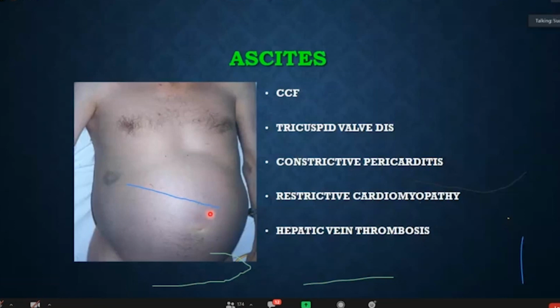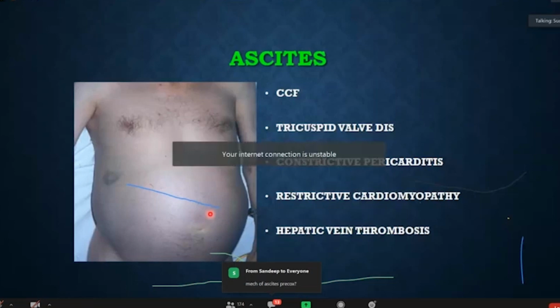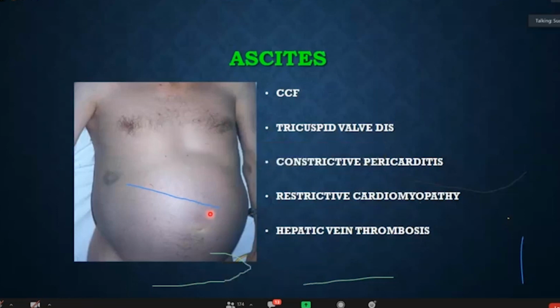Most common is left heart disease causing right heart disease. Second is organic right heart disease, tricuspid valve disease. Third is constrictive pericarditis. Fourth is restrictive cardiomyopathy. Fifth is hepatic vein thrombosis. That is one thing you should always remember. These 5 differential diagnoses you should always remember in cases of ascites when a patient presents to you in a cardiac OPD.